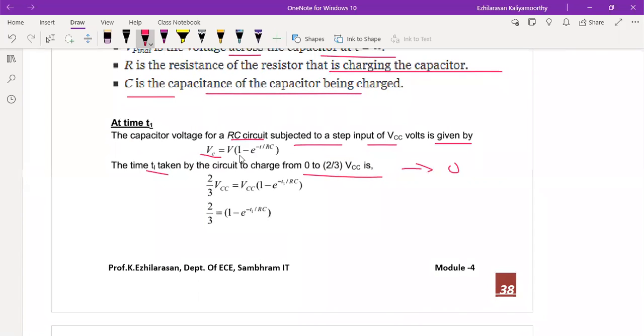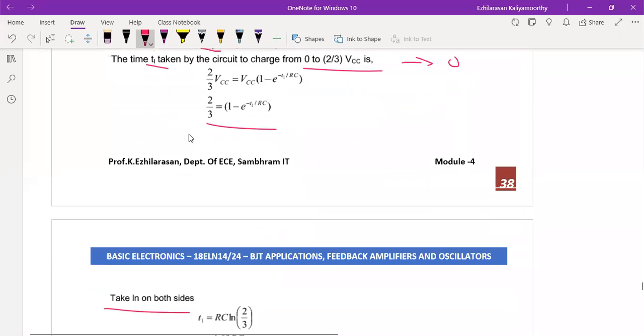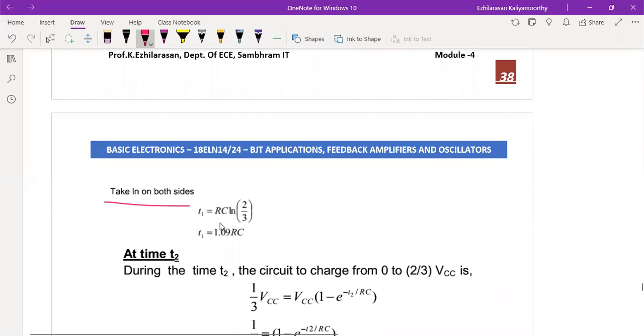VC is 2/3 VCC, where V is VCC into (1 − e^(−t1/RC)). Simplify this: 2/3 = 1 − e^(−t1/RC). Now let's take the natural logarithm on both sides. Then you'll get t1 = RC ln 3, so t1 = 1.09 RC. This is a very, very important relation. This is for the rising time. Sometimes they call it TR, sometimes tau R. Anything you can write.